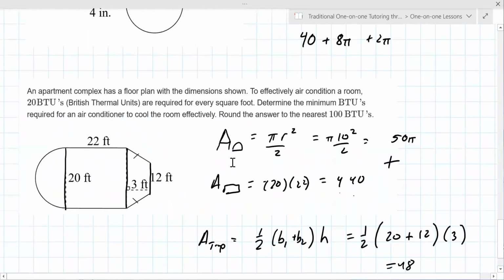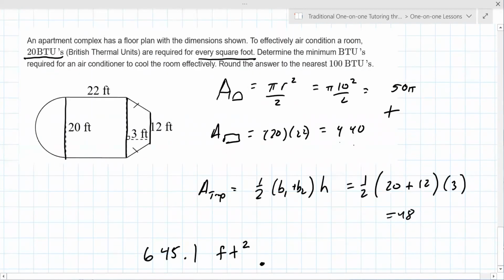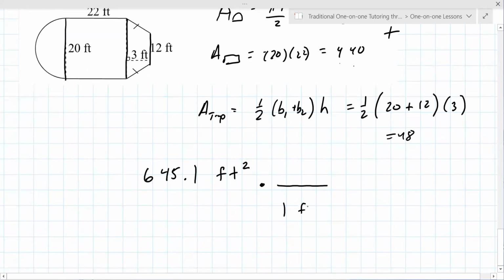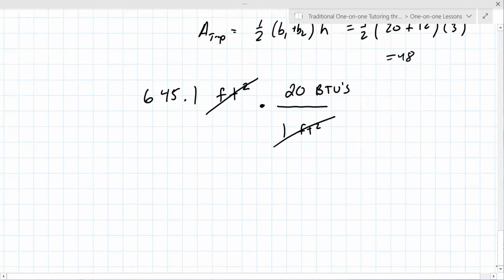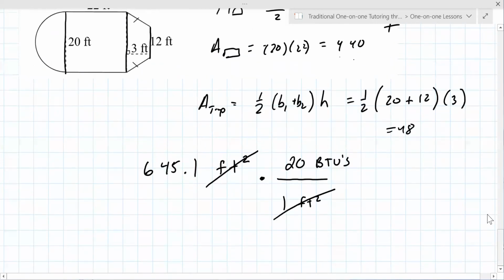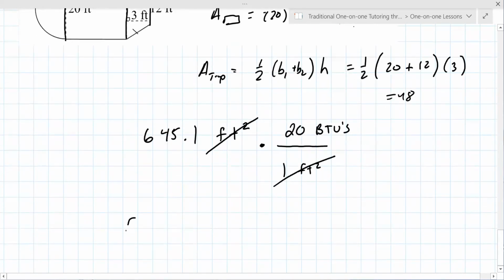If you actually read it, it says for every square foot, you need 20 BTUs. Okay. So here's what that means. For every 1 foot squared, you need 20 BTUs. So do you see how these cancel? You have to take that number you just found and multiply it by 20. Now in your Desmos, maybe you had something like 50 pi plus 440 plus 48. You can put a parentheses and then just put a 20 on the outside.